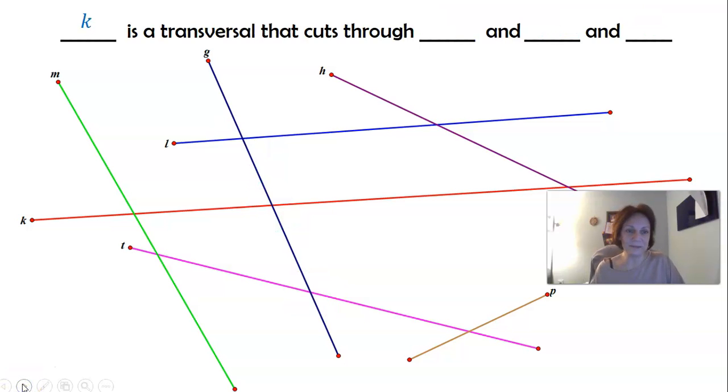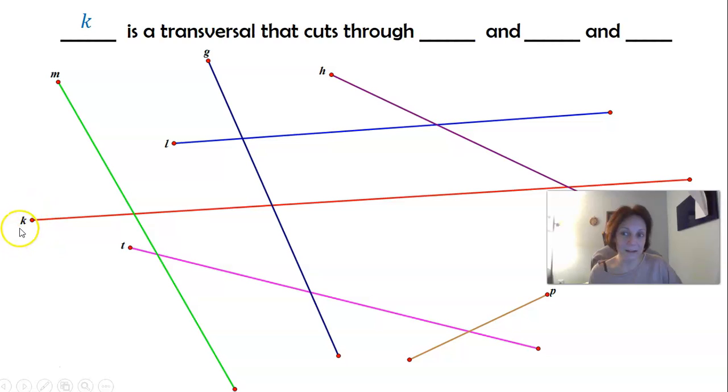All right, last one. Ready? Go for it. Okay. K is a transversal that cuts through, and again, we have 3 blanks here. I almost gave myself away in that last one. I literally almost went over this one in my head by accident.